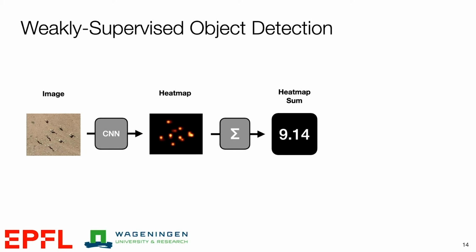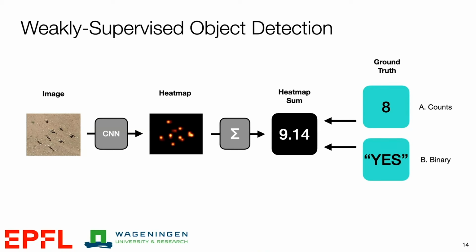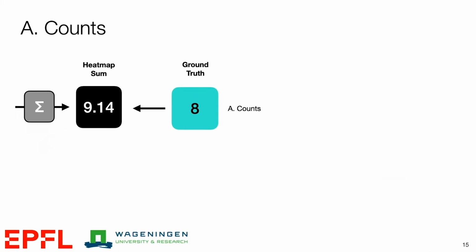So our first ground truth, which we used for academic purposes, was to use counts. We assumed that we know how many animals there are in each image. So in this case, we compare this to the ground truth of 8 animals and backpropagate like in standard deep learning. And then, as a more realistic but also more difficult case, we went for binary labels. So where we just say, yes, this image contains 1 or more animals, or no, there is no animal at all in this image. So let me start off with the first one, the counts.